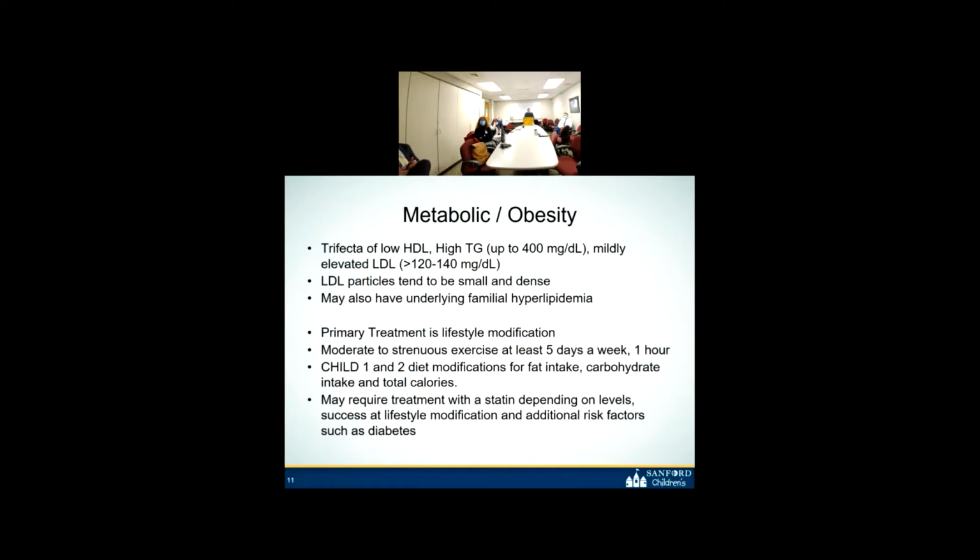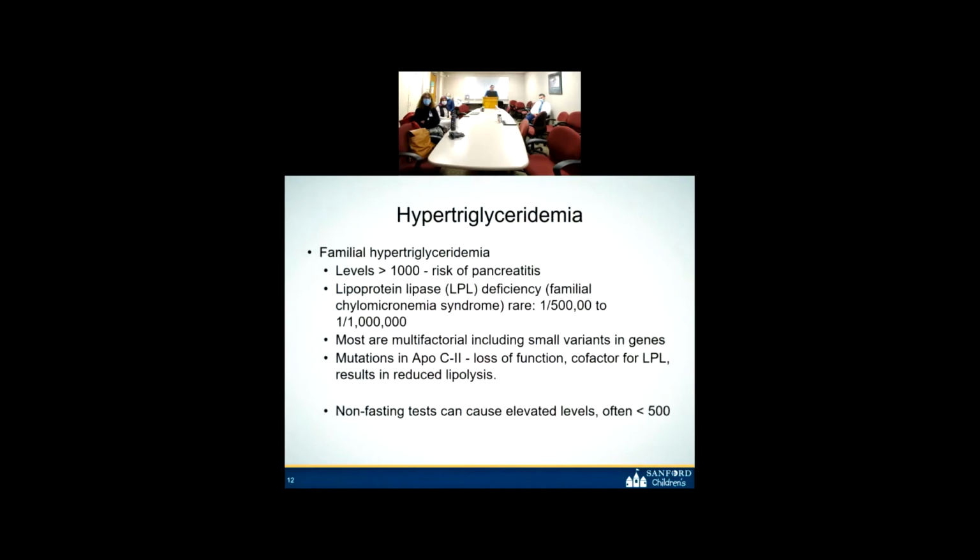Some of these patients, however, are going to be that complex combined group where they also have familial hyperlipidemia. The primary treatment for your metabolic patients is lifestyle modification, which is going to be increased exercise and diet modifications, which we'll go through later, as well as treatment with a statin depending on the actual levels that they are at, how successful you are with lifestyle modification, and whether or not they have additional risk factors. And I included the entity of hypertriglyceridemia.